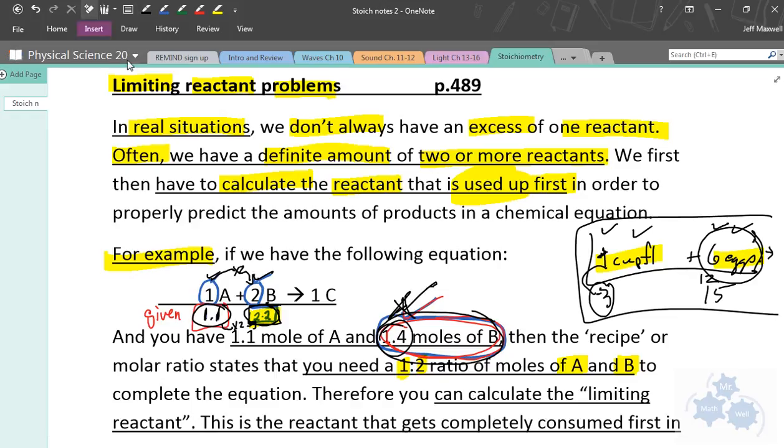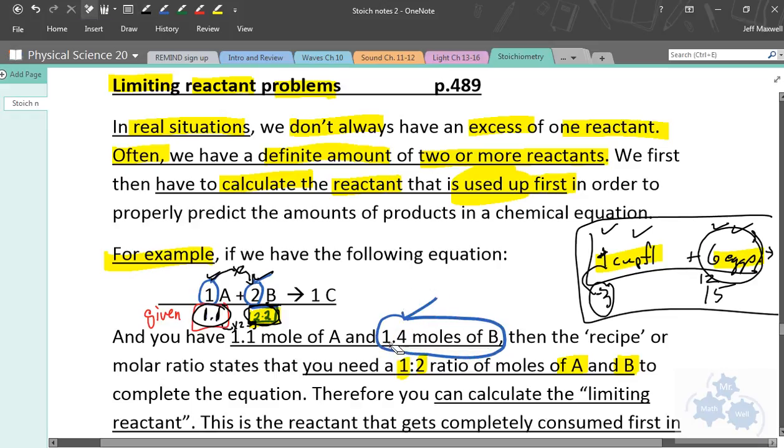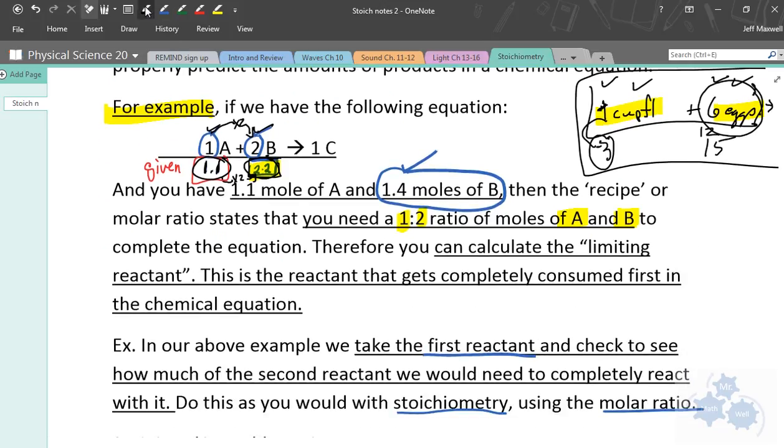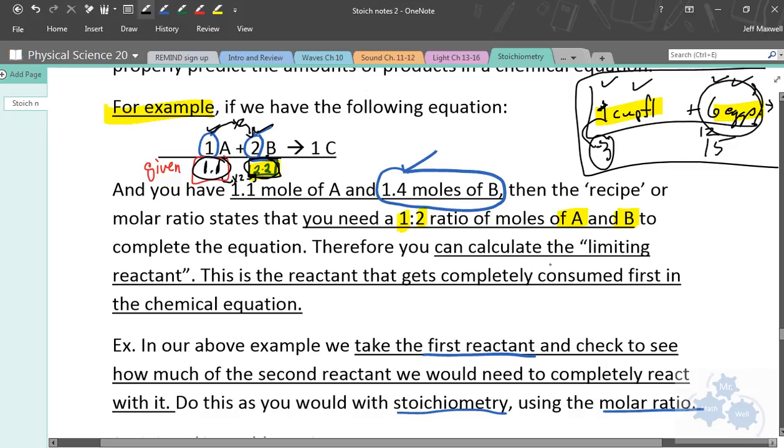And in this example, we see that I am only given 1.4 moles of B. So in this case, reactant B is the limiting reactant because it gets consumed first. The reactant that gets completely consumed first is the limiting reactant.